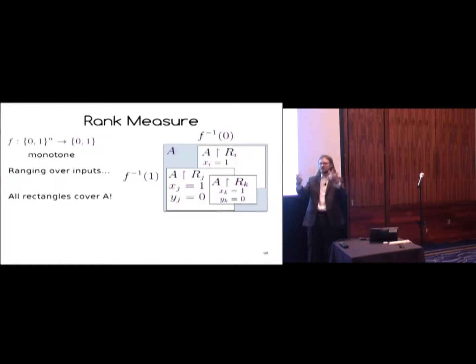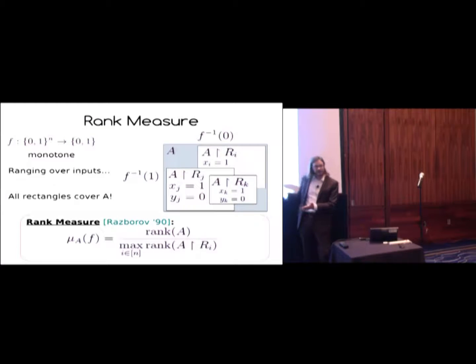If I have a 1 of the function and a 0 of the function, there's got to exist a place where there's a bit set to 1 in the 1 of the function and 0 in the 0 of the function. Because otherwise I could flip it and flip the function from 1 to 0. Okay. So now we can define this rank measure. Well, the rank measure for f with respect to A, so we get to choose A, is just the rank of A over the maximum rank of any of these little submatrices.